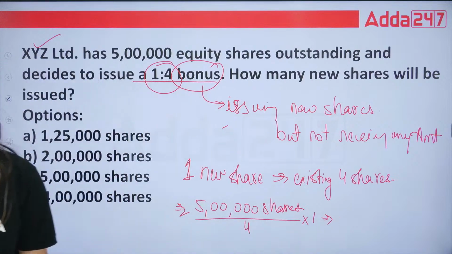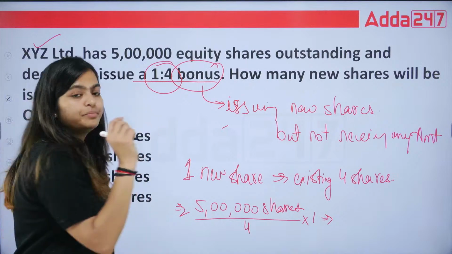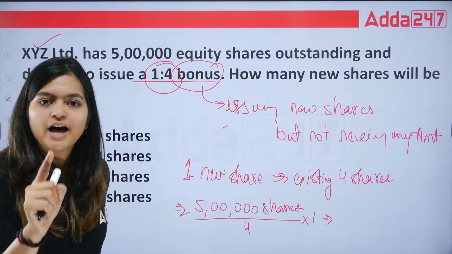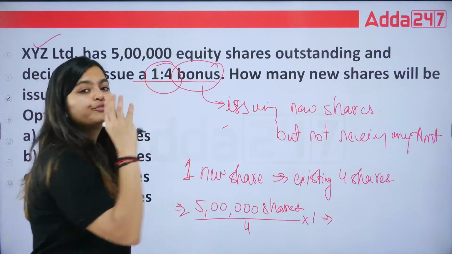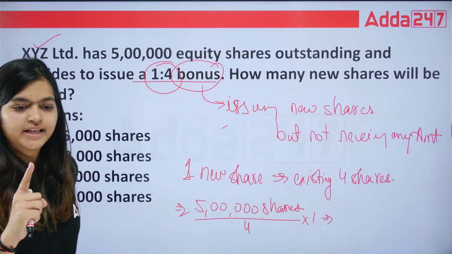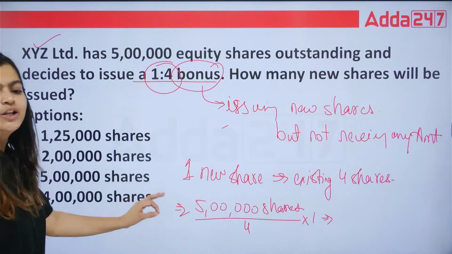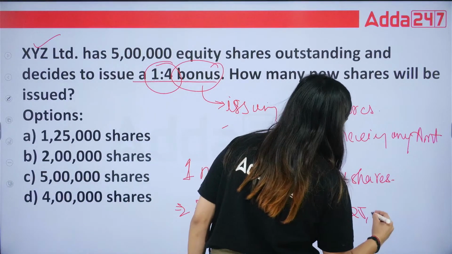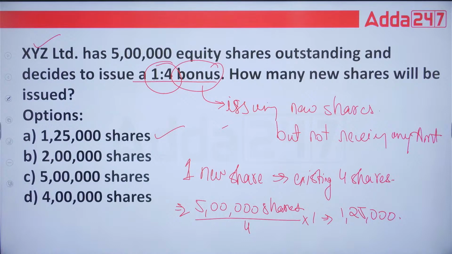Tell me what is the answer? 1:4 means for every 4 shares that you have, you are going to receive 1 equity share as a bonus. So 5 lakh total shares you have divided by 4 means 1,25,000 bonus shares you are going to issue. I hope you understood how to calculate the bonus shares.